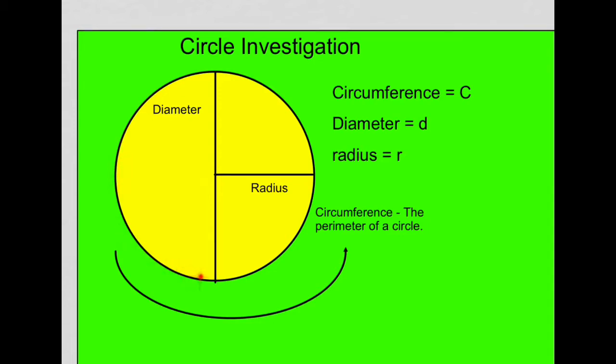This is the part I'm just sketching right now. If you can see that little flashing light, that represents the circumference of the circle. And normally when we're talking about algebra equations, we represent circumference with a capital C.